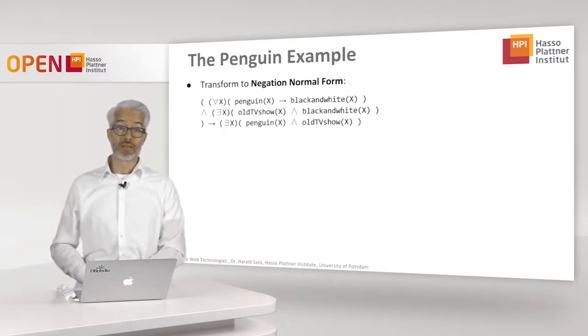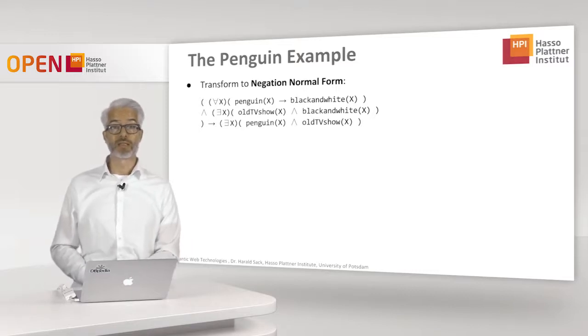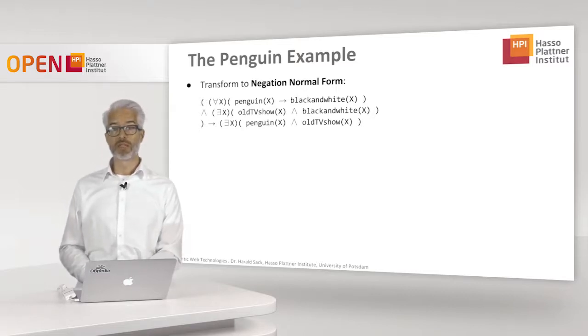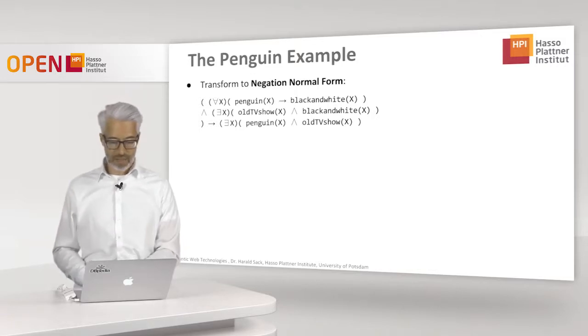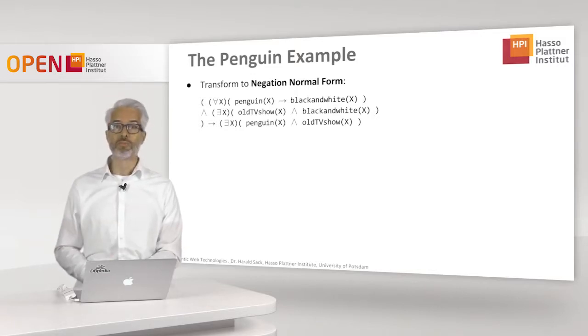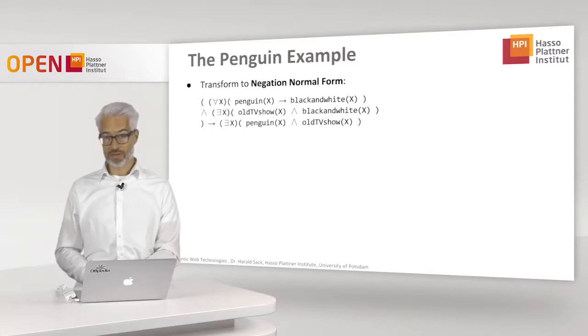You remember, all penguins are black and white, and some old TV shows are also black and white. Therefore, there exists a penguin who is an old TV show. So we already know that this is not always true. But nevertheless, we want to prove this also with an automated method.